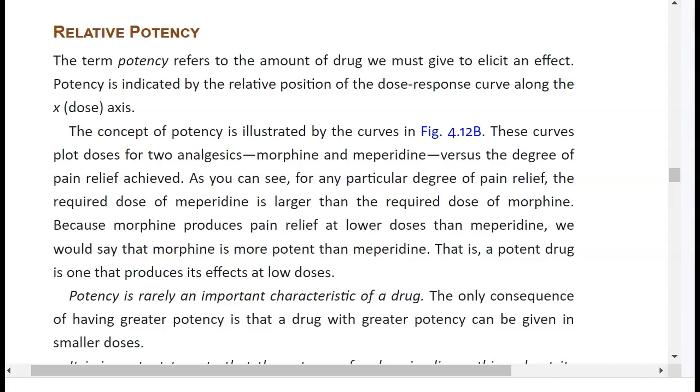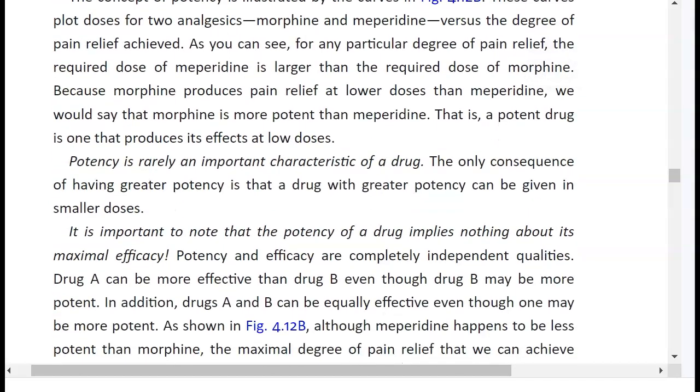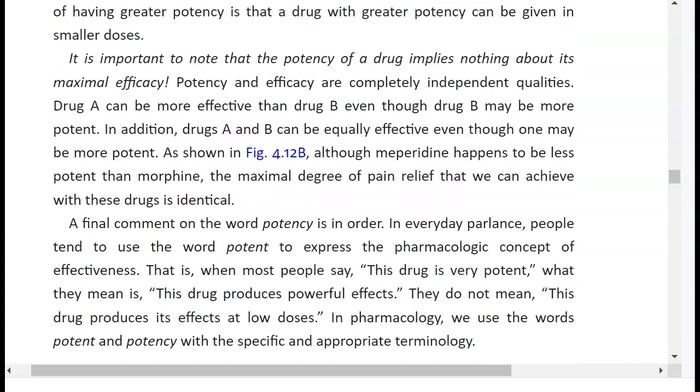But when you compare punch for punch, or efficacy to efficacy, between two drugs, if they both work just the same, then the potency doesn't necessarily matter, if that makes sense. It's important to remember that the potency of a drug implies nothing about its maximal efficacy. So I just wanted to point that out here.